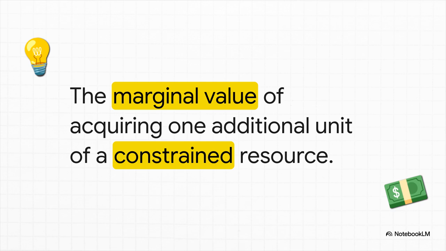So the absolutely crucial point is this. If the shadow price of labor for our firm is $2, it means that acquiring just one additional hour of labor will increase our maximum total profit by exactly $2. This is incredible because it provides a direct analytical link between linear programming and marginal analysis in microeconomic theory. It tells a manager exactly how much they should value and be willing to pay for more resources.